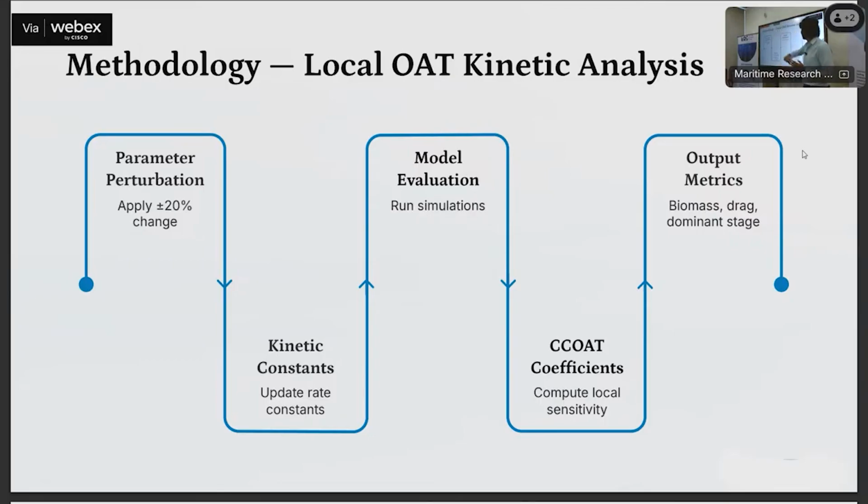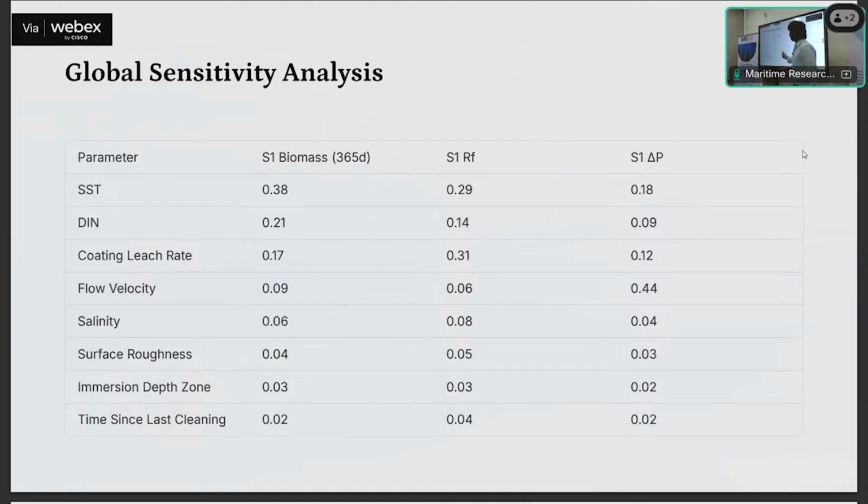So this is the methodology I've used. First, you change the parameters. You apply a plus minus 20% to give it an error, and then you calculate constants, and eventually these are used to run the models, and then calculate coefficients after. Right now, these are just dummy results that have been calculated using an 80,000 data set.